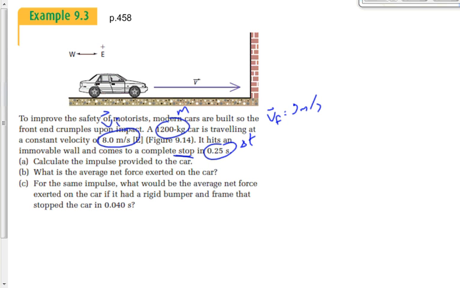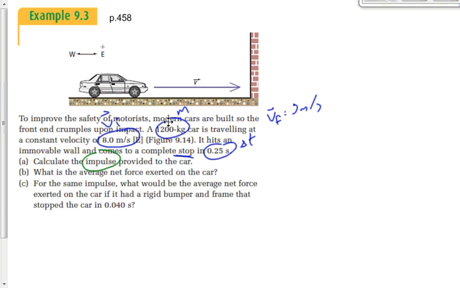What's the impulse provided to the car? All right. I told you a minute ago, if you're asked for impulse, use impulse. What's the average net force exerted on the car? And C, for the same impulse, what's the average force? Oh, we're changing the time in C, so we'll make that a separate problem. We'll worry about that later on. Let's do A and B right now.